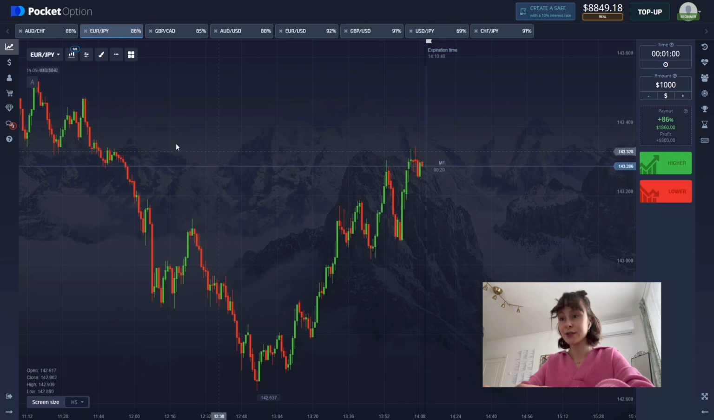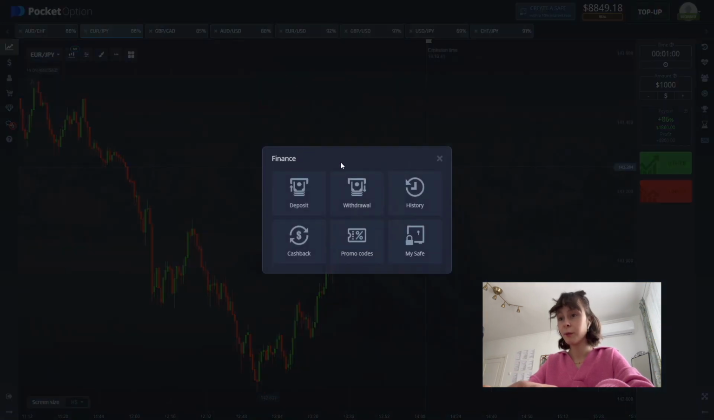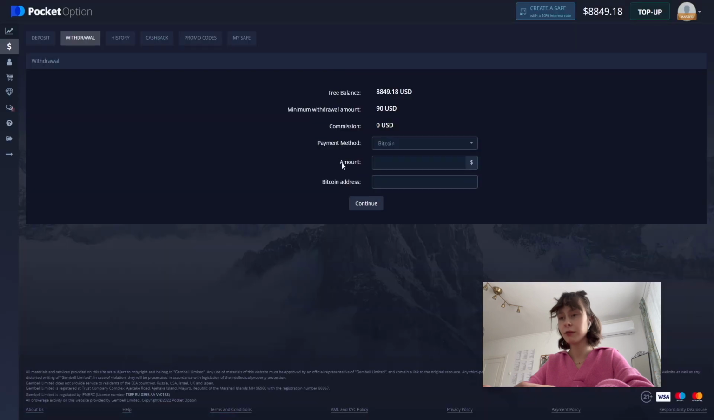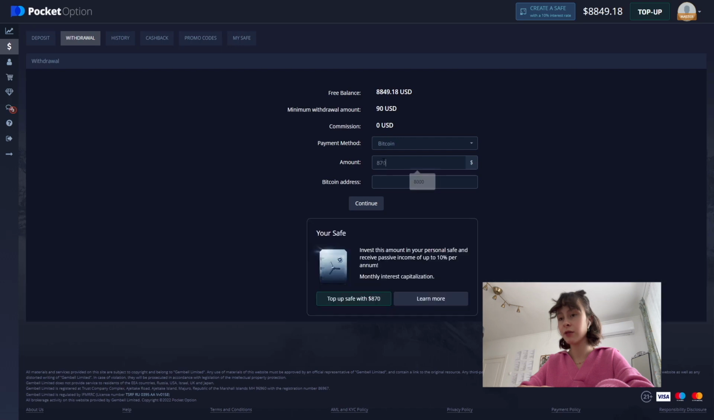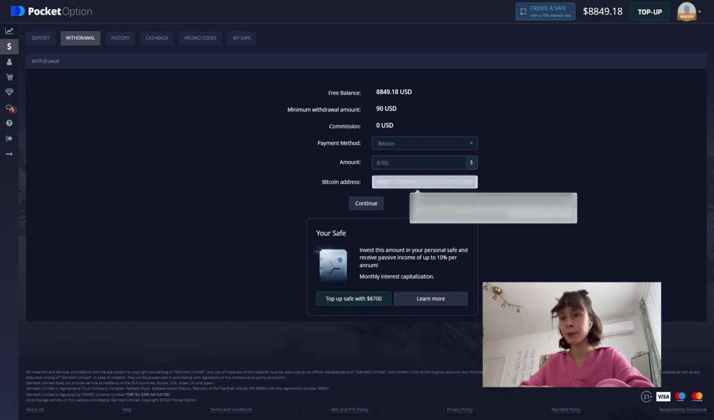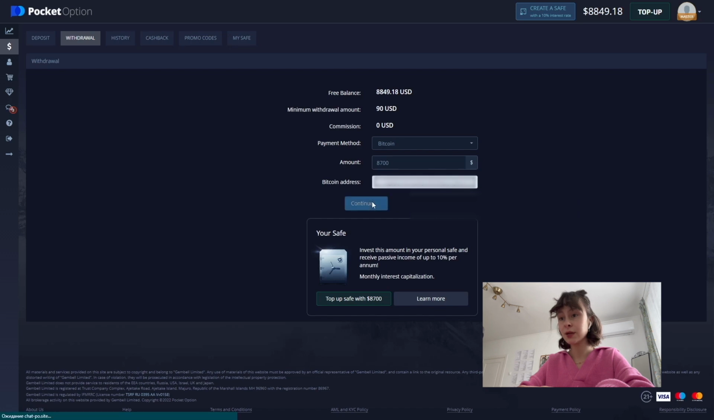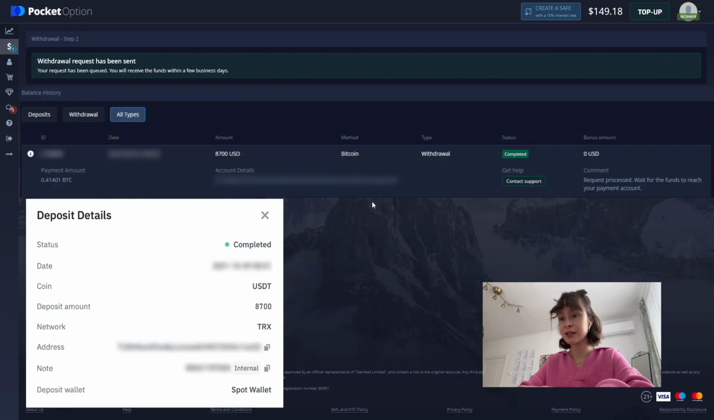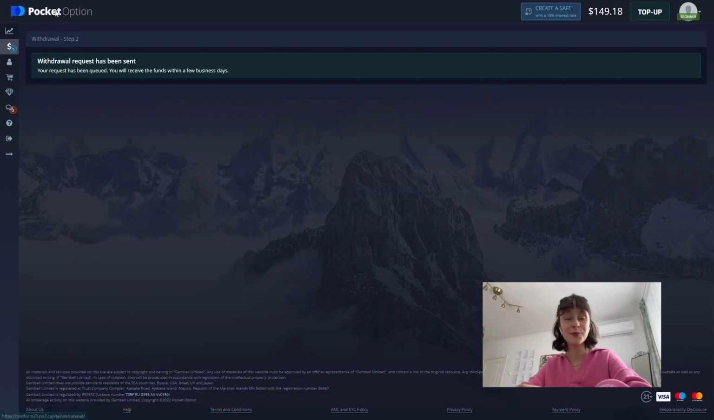And let's get to the withdrawal. We'll probably withdraw $8,700 to the Bitcoin wallet. Pressing continue. The operation is successfully processing. I will add a screenshot of a successfully processed operation.